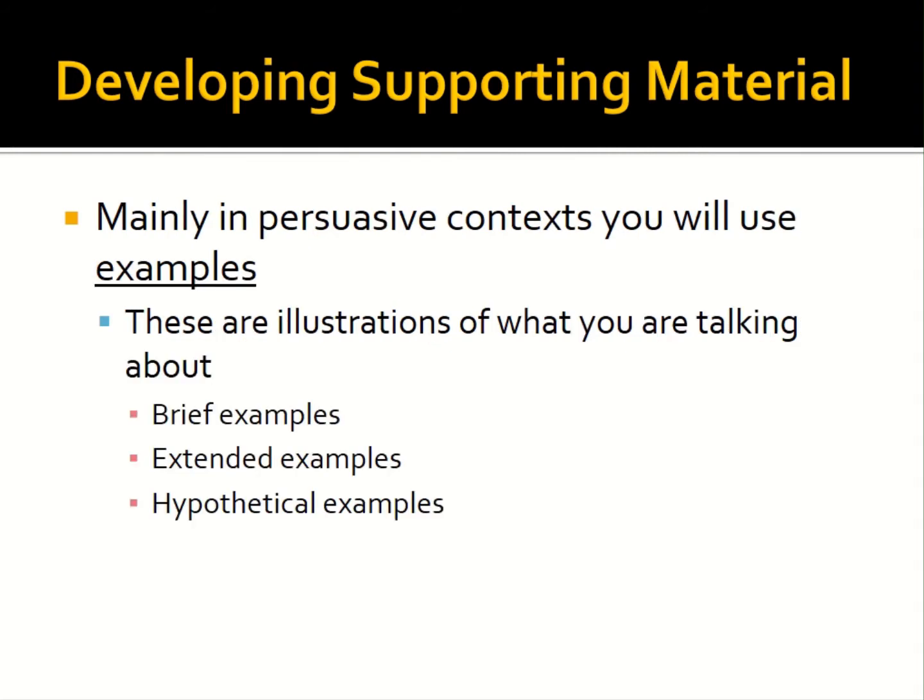Not every bit of supporting material you use will be something that you need to cite. Sometimes you're going to use things that just come from your own mind, things like examples. So these are just illustrations that help define what you're talking about. They may be very brief, take only a few seconds. They may be a bit longer. Extended examples may take a minute or two to explain. You have factual and you have hypothetical examples. Hypothetical meaning it hasn't actually happened, but it is a very realistic situation. And then factual examples would be examples of things that have actually happened.